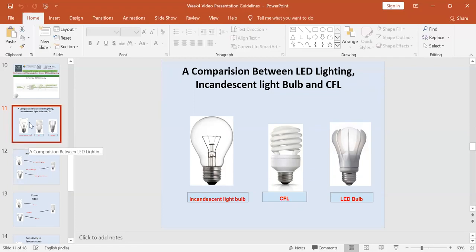Now we are going to discuss a comparison between LED, incandescent bulb, and CFL by considering different factors. How is LED suitable to our daily life, how does LED lighting reduce CO2 emission, and how is it environment friendly? We can observe this through various points here.